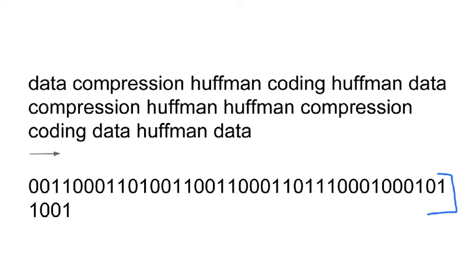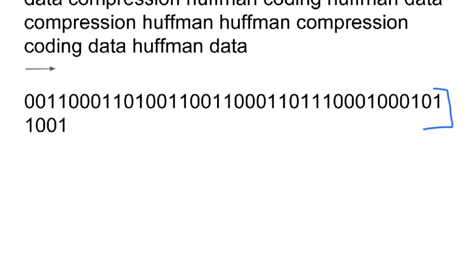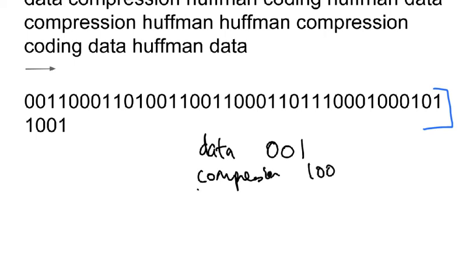And of course, it's important that we be able to read back all these codes. So how do I read this? Of course I need to know how the different strings have been encoded. I'm going to write it here. Data has been encoded as 001, compression has been encoded as 0100, Huffmann has been encoded as 011, and coding has been encoded as 010.